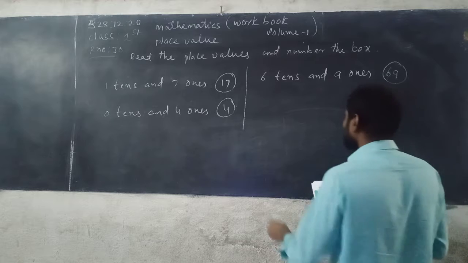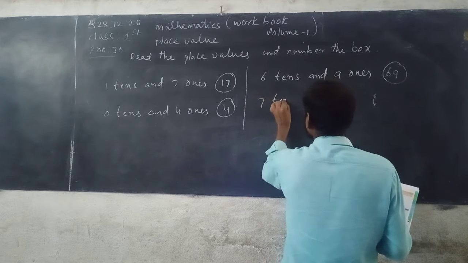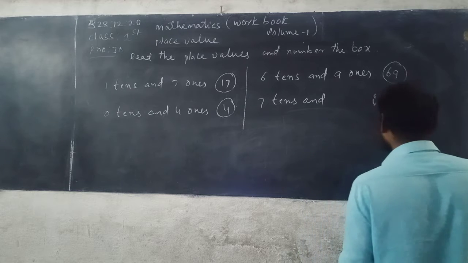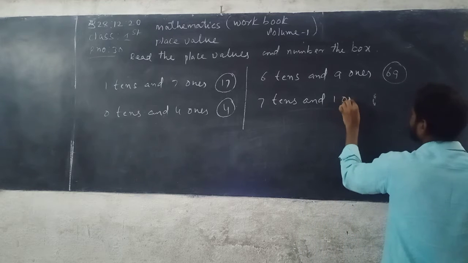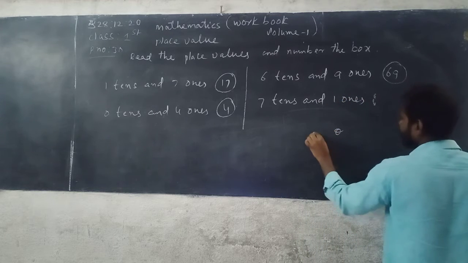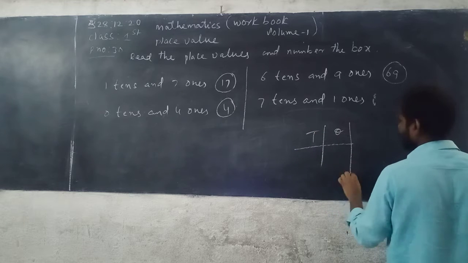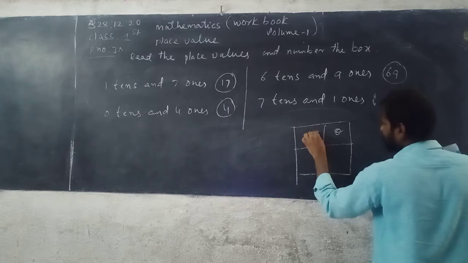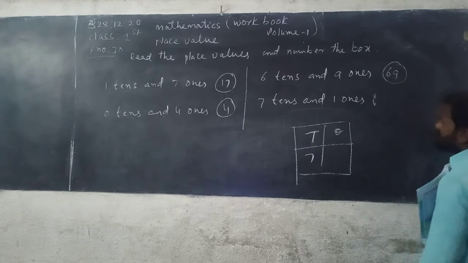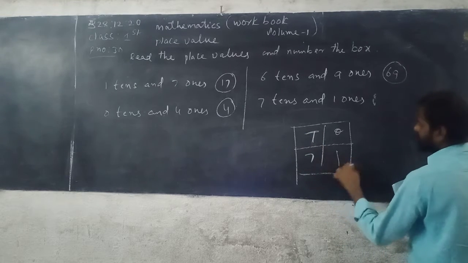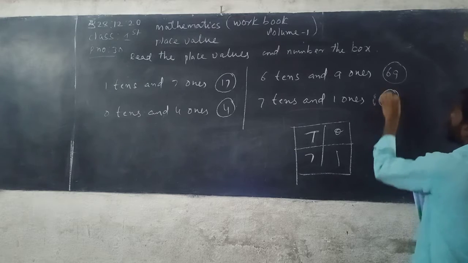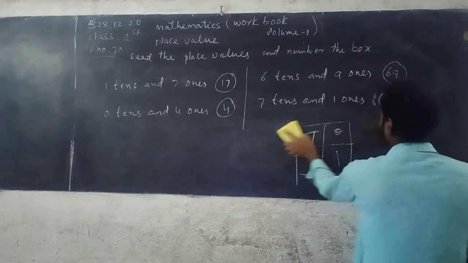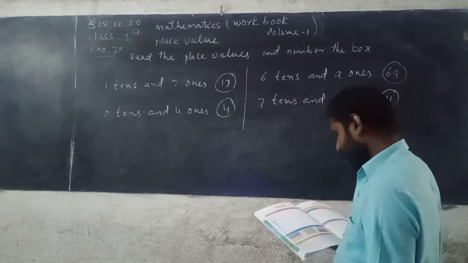Next, 7 tens and 1 ones. This is ones place, tens place. See here, 7 is in tens place, T for tens, O for ones, 1 is in ones place. The given number is 71. Write down everybody.